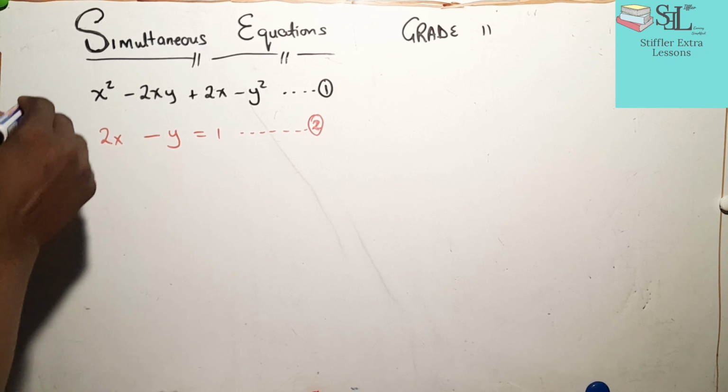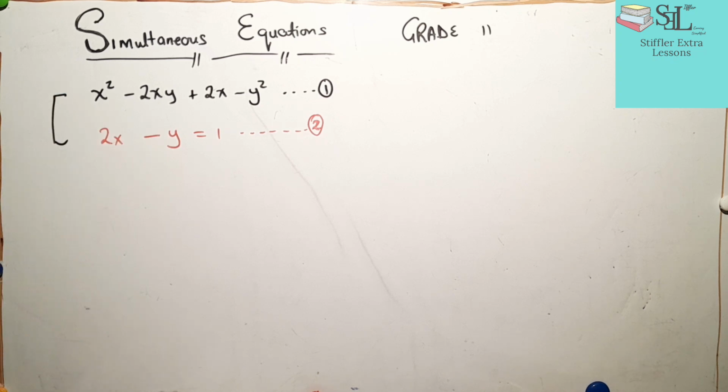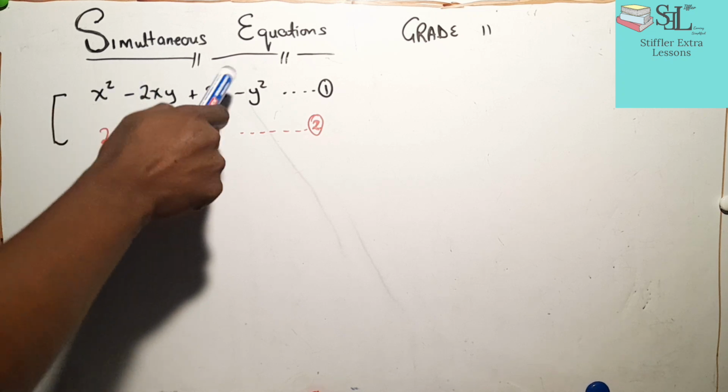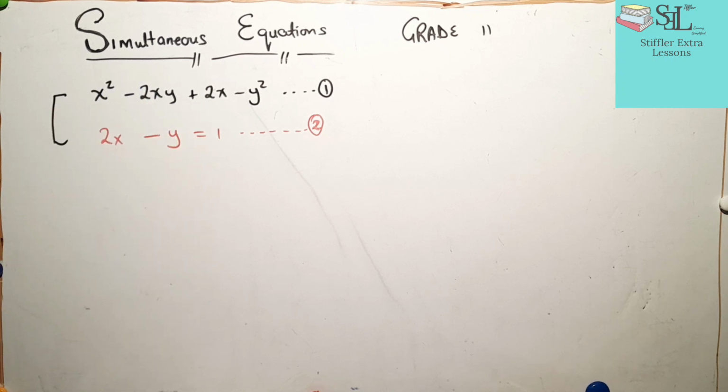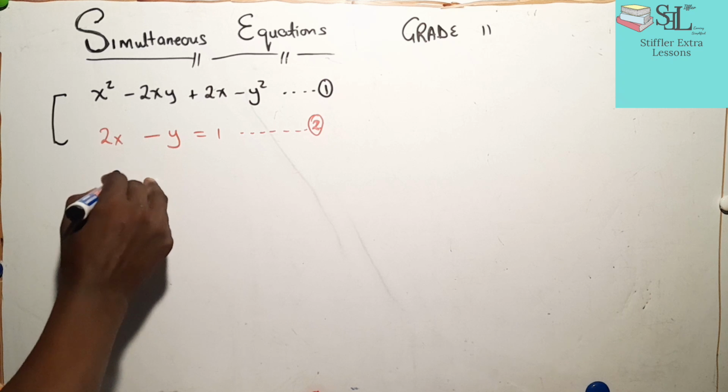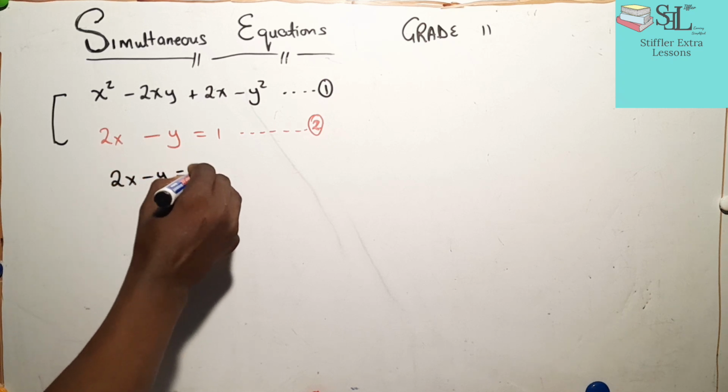So as well, the first step is to pick which of these equations is simple. So you can see that this one is having squared, so it means that we cannot pick that one, it is complex. So we need to pick the one that is simple with no squared. So we can write that down as 2x minus y is equal to 1.